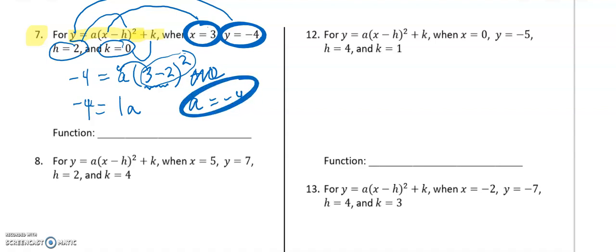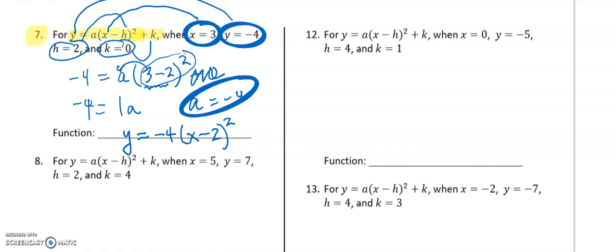So there's nothing else that I need to do. I found my a value. When we're given the vertex h and k and another point that's on the graph, x and y, we can figure out what that a value is. So therefore, the function is y equals, my a term is -4, times x minus h, which was 2 because they told us, squared, and then 0 is k. I can put plus 0 on here at the end, but it's not necessary because it's 0, so I can just leave it off. So that's the equation of my function.